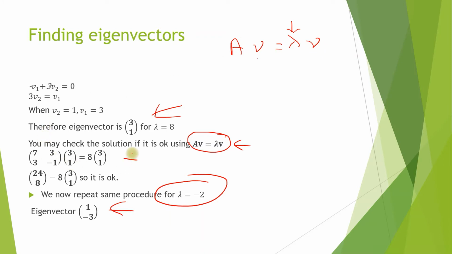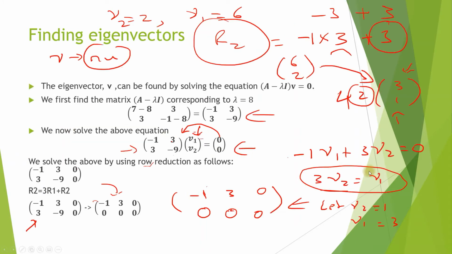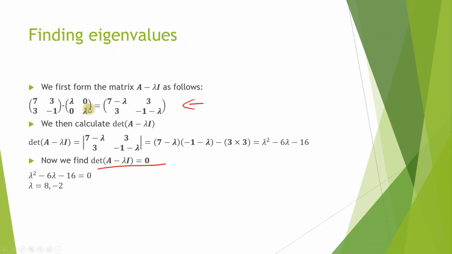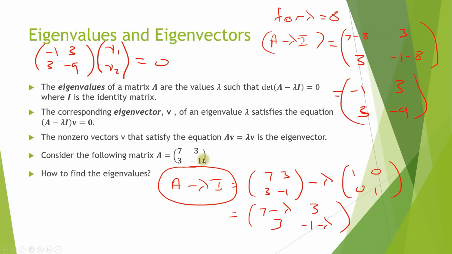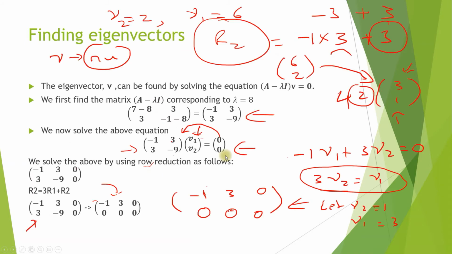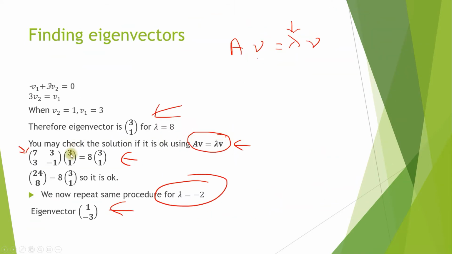And this is what I do here. I'll check if, by taking the original matrix A, which was [7, 3; 3, -1], I multiply by the eigenvector that I just obtained for lambda equal to 8, that is (3, 1), and I see what it gives me. If I get a certain multiple of the original eigenvector, and this multiple is in fact lambda equal to 8, then I know that I've done something correct. So we can check it out and see what it gives.